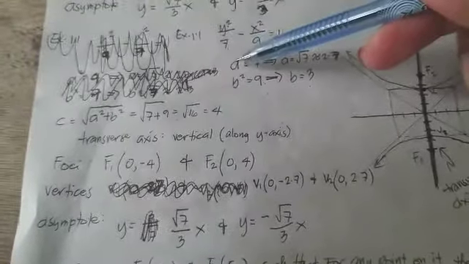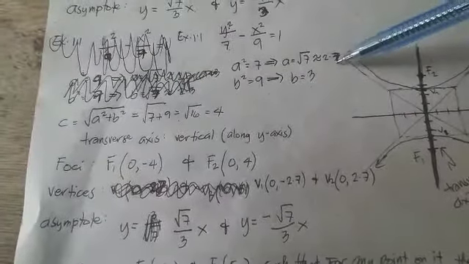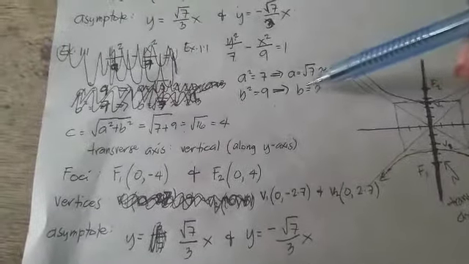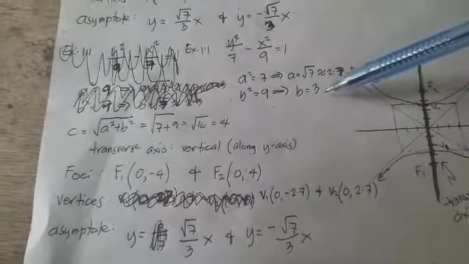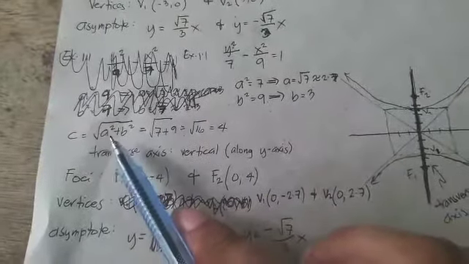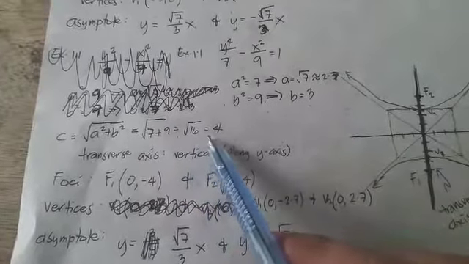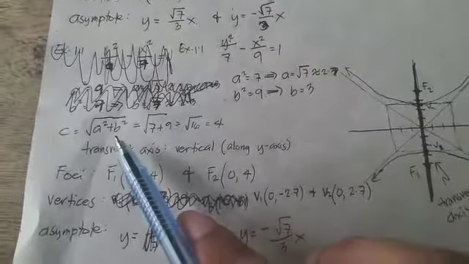It means the value of A is the square root of 7, or approximately equal to 2.7. The value of B would be 3. So to identify again the C, we just add and then take the square root. Square root of A squared plus B squared equal to square root of 7 plus 9, square root of 16, which is equal to 4. So we now have the C.